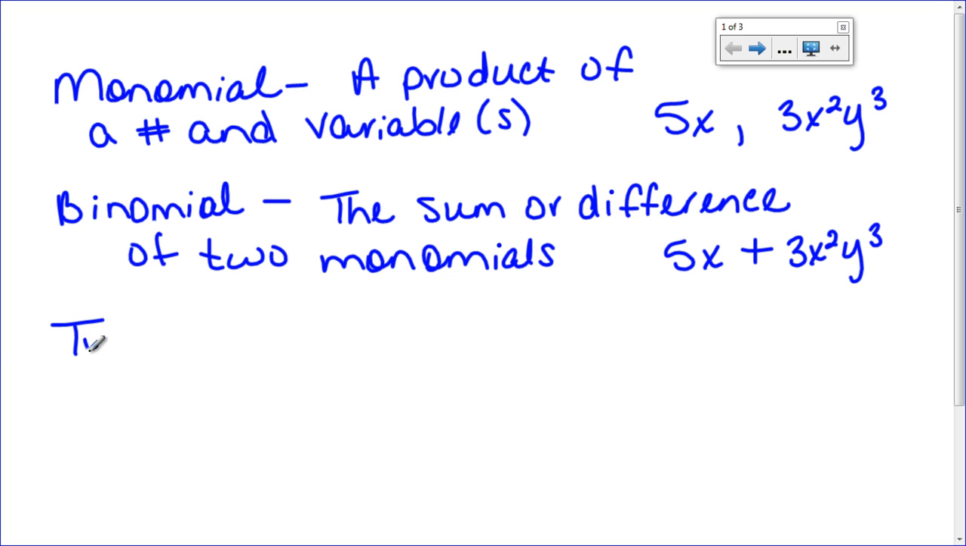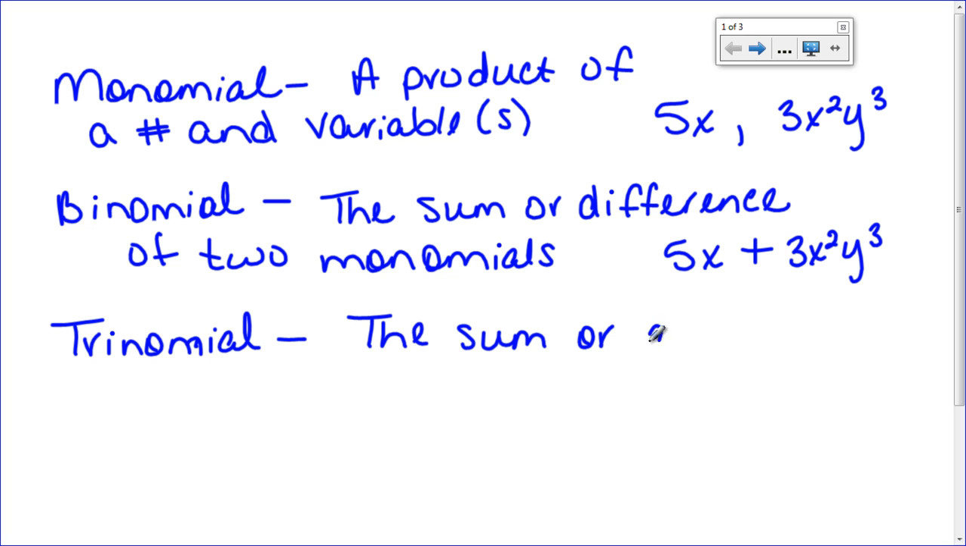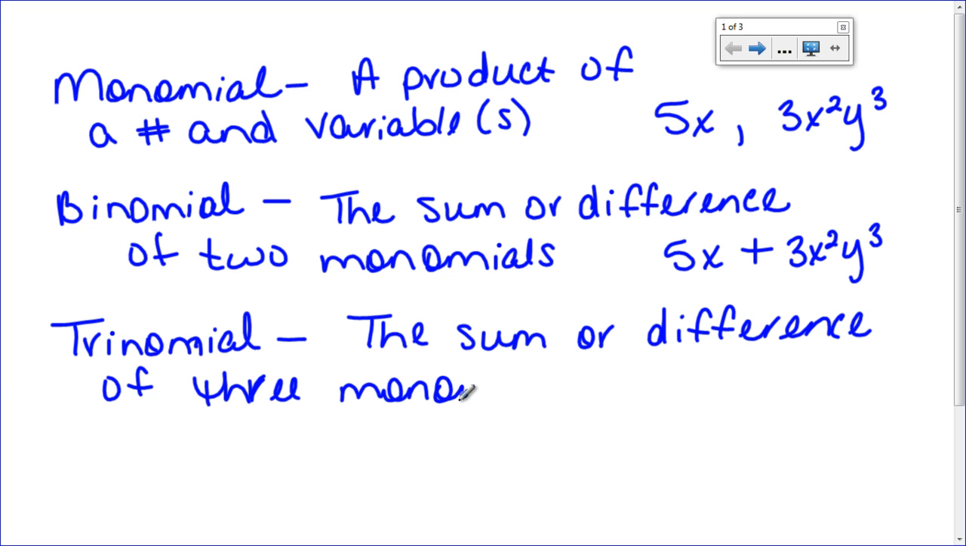A trinomial, just like a binomial, instead of it being two monomials, it's 3. So it's the sum or difference of 3 monomials. And so again, it also contains plus or minus signs. And so it usually looks something like this: x squared plus 3x minus 1.